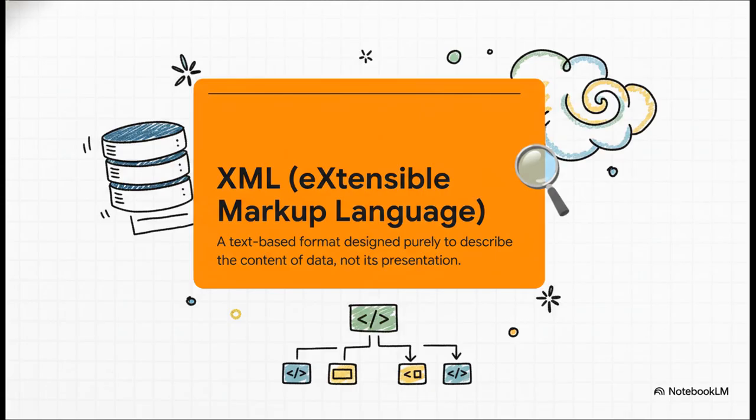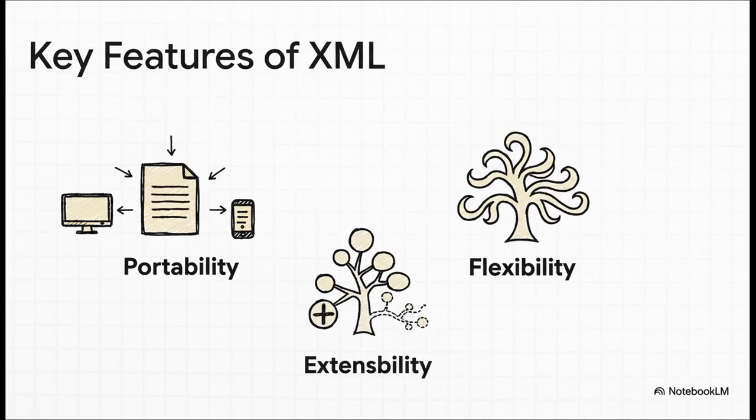It's a text-based format designed for one thing and one thing only, describing the content of the data. The structure itself is just defined by the names you give your tags and how you nest them inside each other, creating this really meaningful, tree-like structure. And you know what? This design gives it some incredible advantages. First, because it's just plain text, it's totally portable. You can use it on any system.